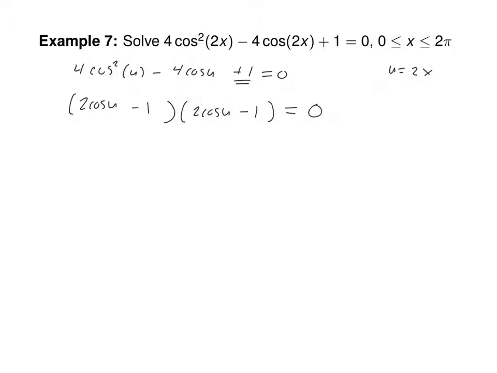Is there a possibility that it could be different? There is a possibility, but not in this case. Does that make sense? Yes, it is possible, but it just didn't happen in this case. Like if you had tried 4 cosine of u minus 1 and cosine of u minus 1, that multiplies to 4 cosine squared u minus 5 cosine of u plus 1, which doesn't have the right middle term. Does that make sense?